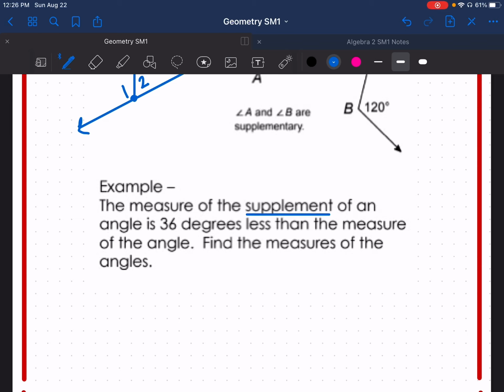Supplement is just another form of supplementary, and so it means I'm going to take my two angles, add them together, and they have to equal 180 degrees. So let me show you the trick.